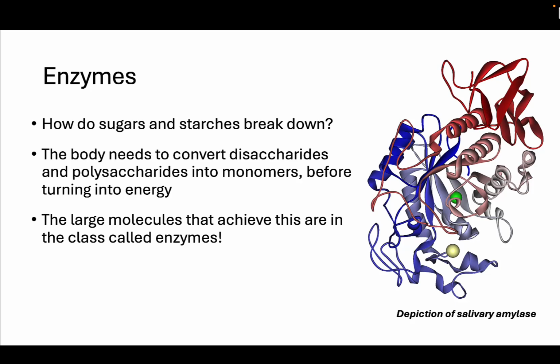As we discussed previously, we need enzymes to facilitate the breakdown of starches and other disaccharide sugars, right? We need to convert them into monomer units before we can make energy out of the carbohydrate. And molecules that achieve this are in the class of enzymes. These are proteins. We'll talk about proteins in the next module.